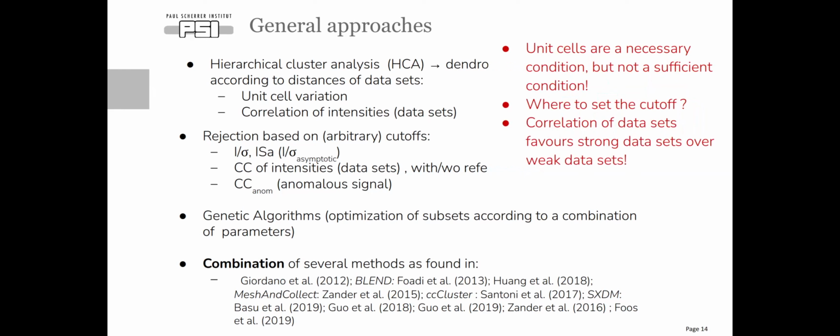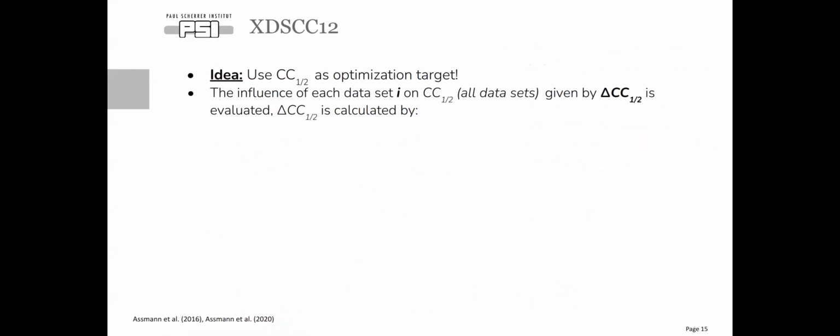Always keep in mind that, for example, unit cell constants are a necessary but not a sufficient condition. So this can help, but not necessarily. And also, with the cutoffs, you always have the problem that you don't know where to set the cutoff. So this is why I worked in my PhD on CC1/2 again, and had the idea to use CC1/2 as an optimization target to actually find out which data sets I want to reject.